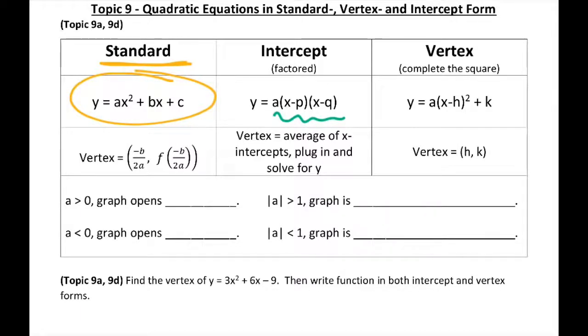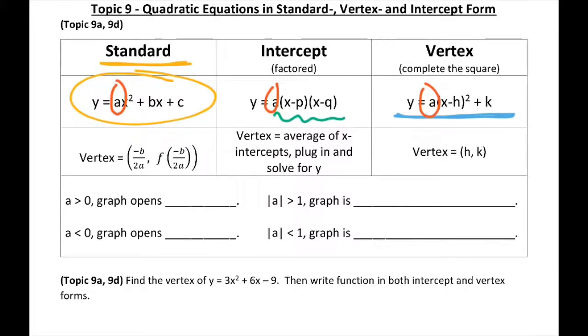Lastly is vertex form. In vertex form, we're going to complete the square in order to take a standard form equation to get to the vertex form equation. One thing that I want to point out is that all 3 of these have only one of the coefficients in common, and that is a. So notice how all of these have a, but standard form has a b and a c, intercept has p and q, and vertex form has h and k. So all different variables that represent other things, but the a is the same.